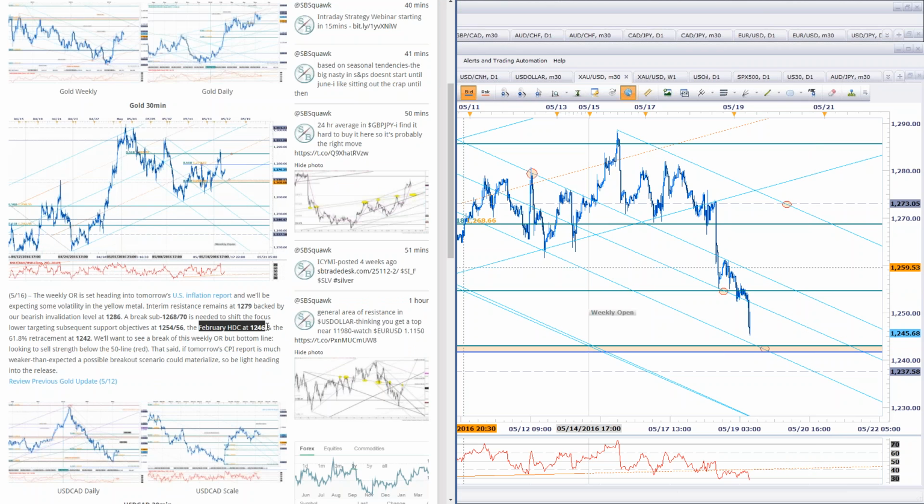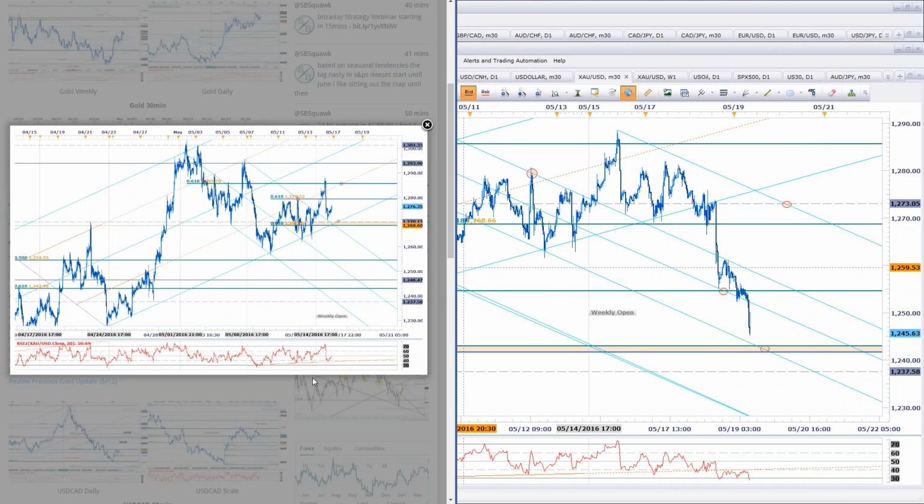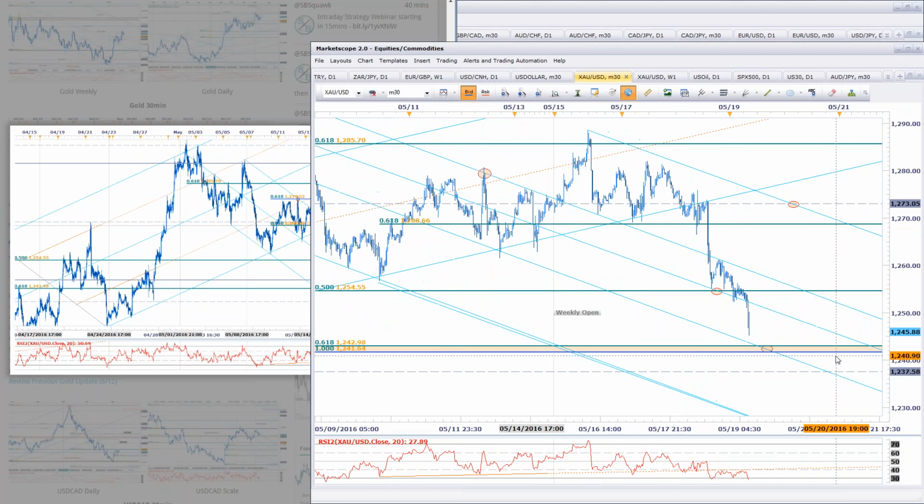February high day close was actually in 1246. So again, here's what we looked like earlier in the week. Consolidation right above support, break, and the plummet begins. Any questions on gold trade?